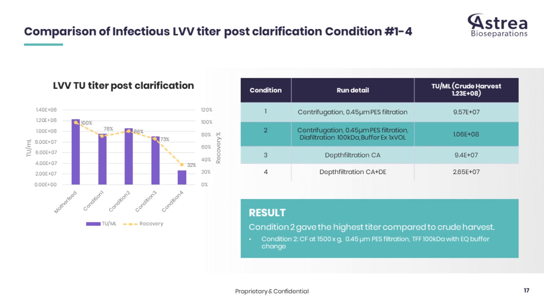Conditions 1 to 3 showed more than 70% recovery, but condition 2, which underwent 100 kilodalton diafiltration, gave the highest TU titer. Condition 4, which is depth filtration with DE, showed poor infectious titer among these conditions. It may be because of the positive charge on the DE binding lentiviral particles, which may affect the infectious titer adversely.